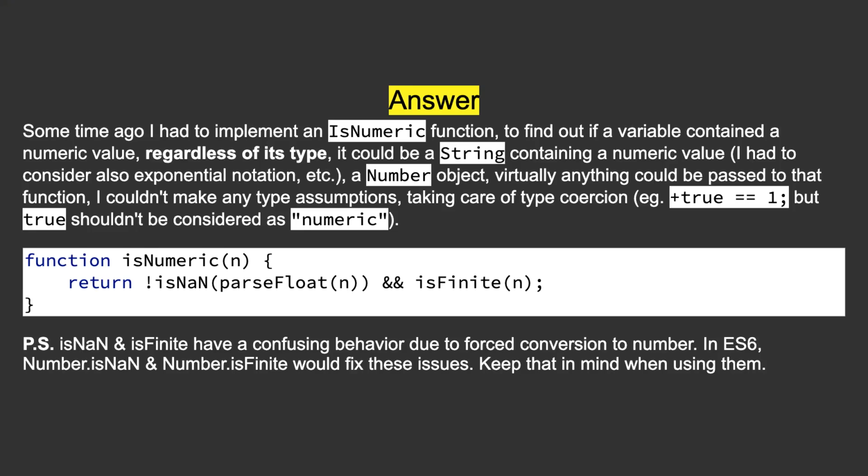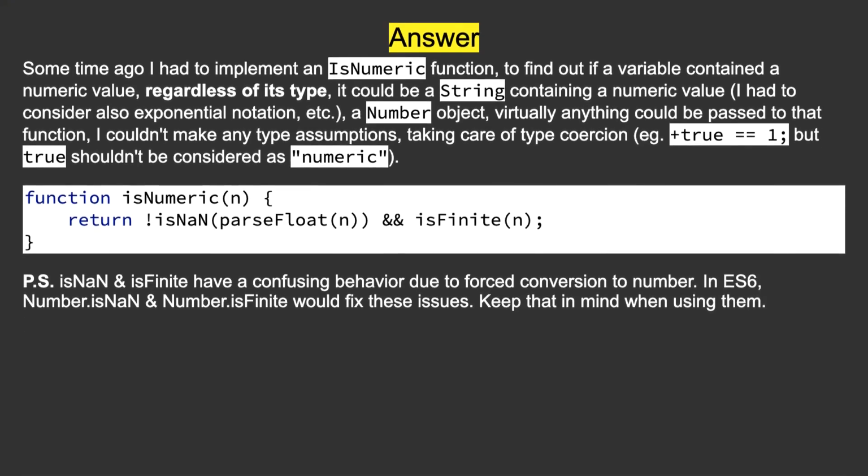PS: isNaN and isFinite have a confusing behavior due to forced conversion to number. In ES6, Number.isNaN and Number.isFinite would fix these issues. Keep that in mind when using them.